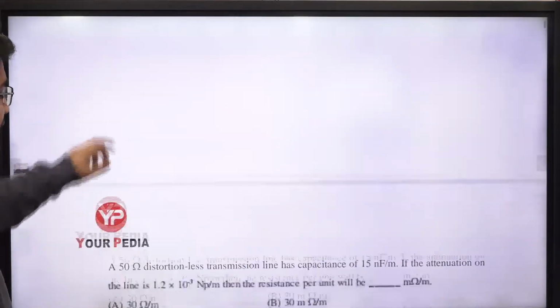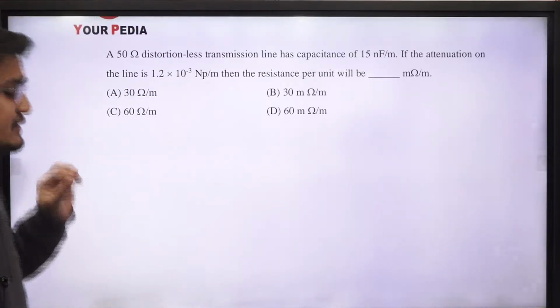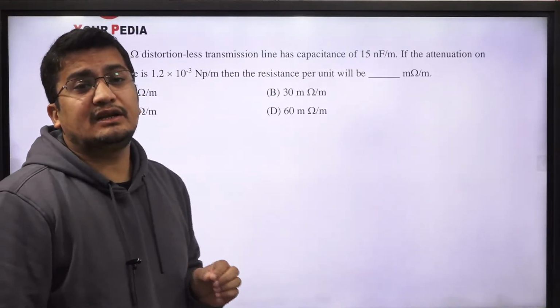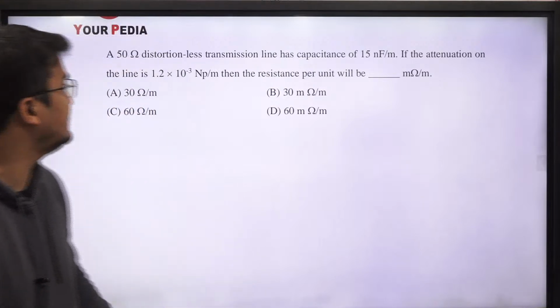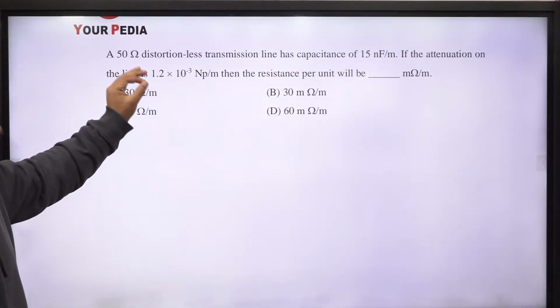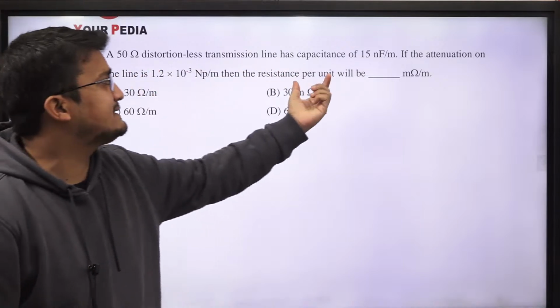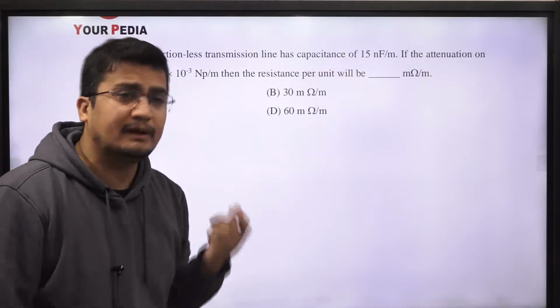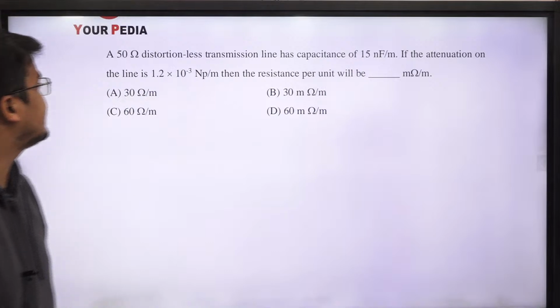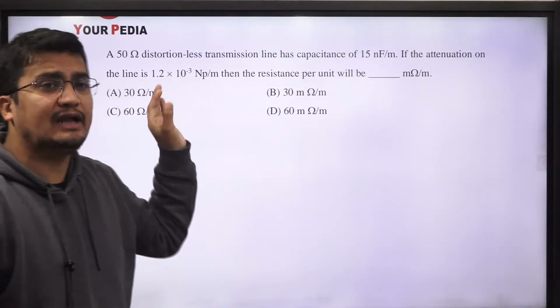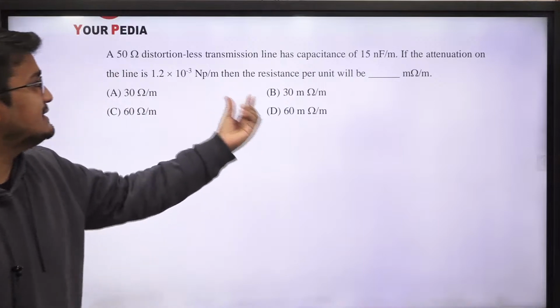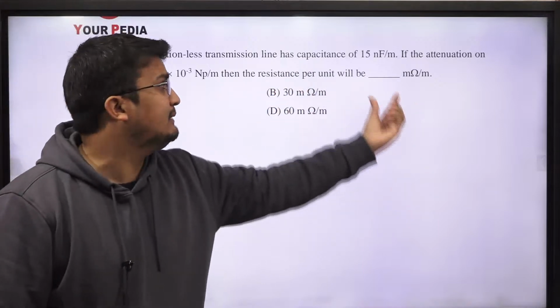So guys, moving forward to the next question, this one is the question on your screen. This question is coming from the transmission line. I hope this question is visible. The question is, a 50 ohm distortionless transmission line has a capacitance of 15 nanofarad per meter. If the attenuation on the line is 1.2 into 10 raised to power minus 3 Napier per meter, then the resistance per unit length will be in milli ohm per meter.